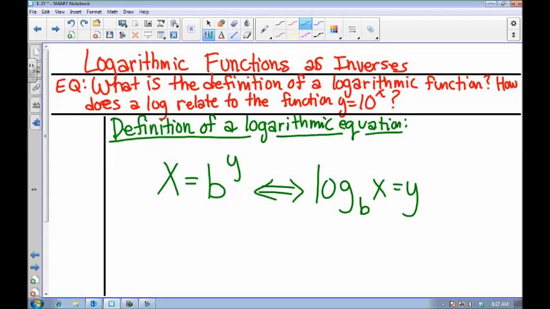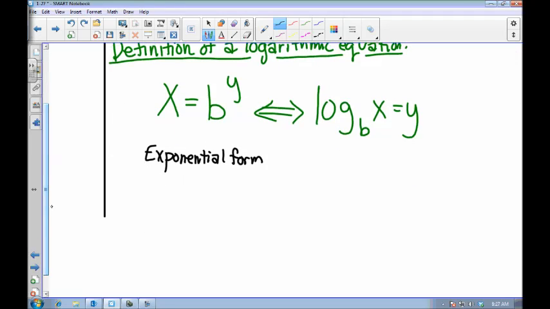Okay, the one on the left is called exponential form, which makes sense because it has an exponent. Leave about a line of space, skip a line and then put exponential form, because we're going to add something on the definition. The one on the right is exponential form, but it's been converted to logarithmic form.